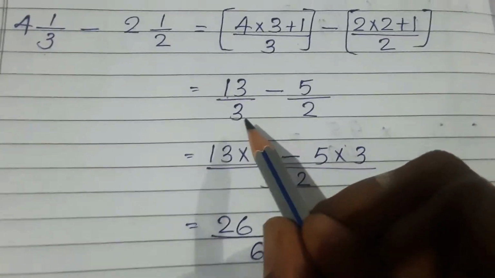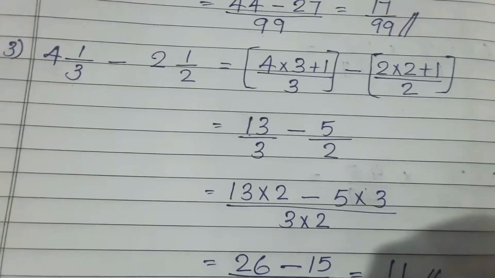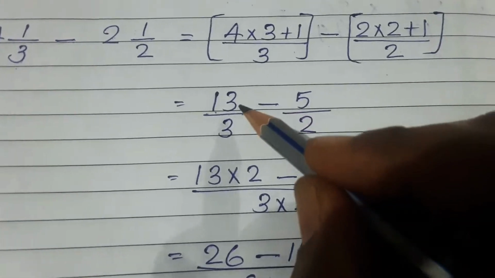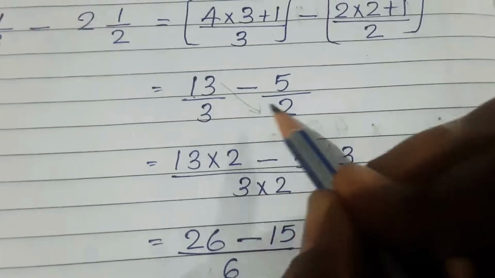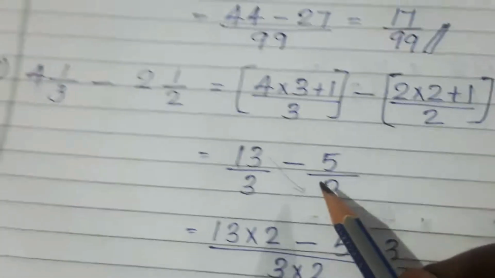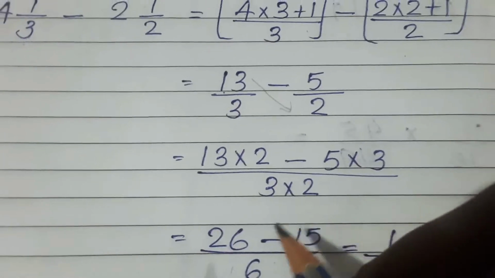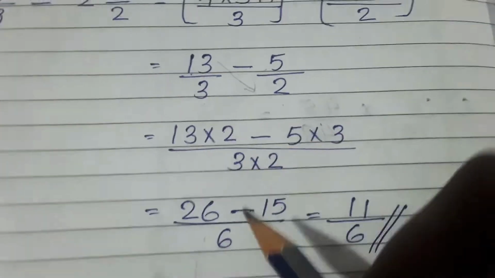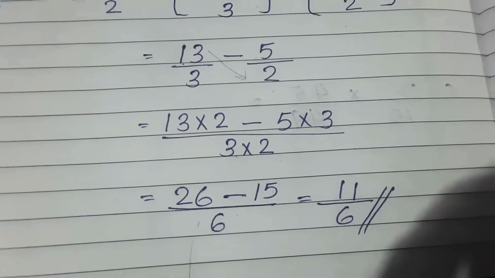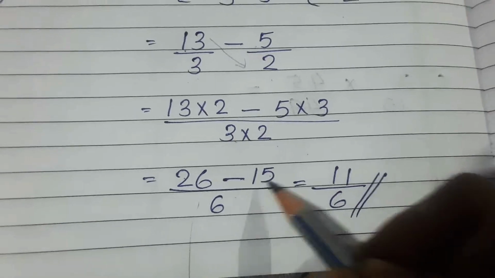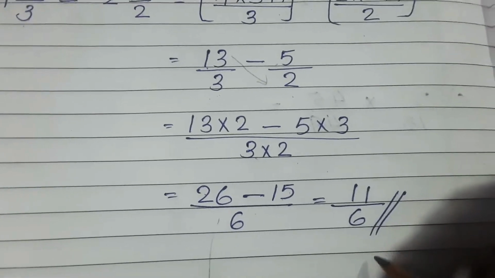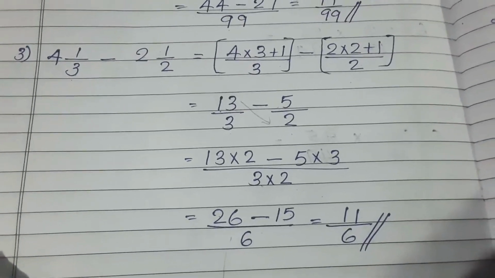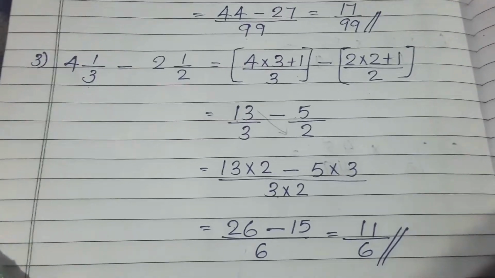Now here you can see 13 by 3 minus 5 by 2. That is subtraction of unlike fractions. So how to do it, children? By using cross products. That is 13 into 2 minus 5 into 3. 13 into 2 is 26. 5 into 3 is 15. The whole divided by 3 into 2, you write that in the denominator. 3 2s are 6. So 26 minus 15 is 11 by 6. So 11 by 6 is the answer for this question. Clear, children? This is the subtraction of mixed fractions.